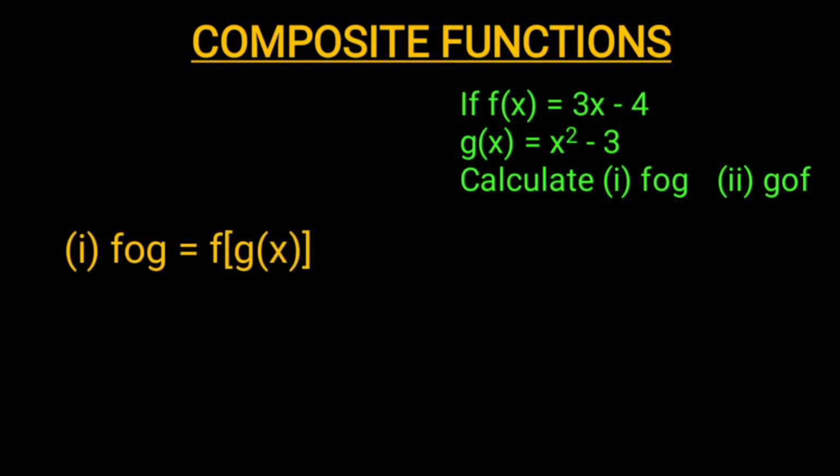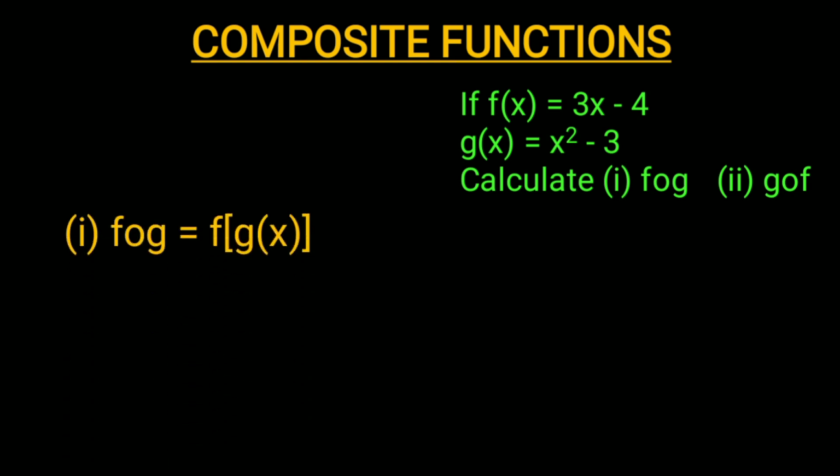How do we compute f of g? Another way of writing f of g is f of g of x. And the concept is pretty easy. All we need to do is to recognize f of x as given in the question, which is 3x minus 4. So we need to substitute g of x for the value of x in 3x minus 4. So it's just like writing 3 in a bracket g of x minus 4.